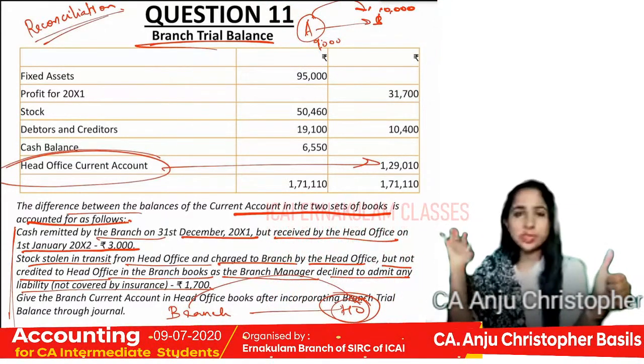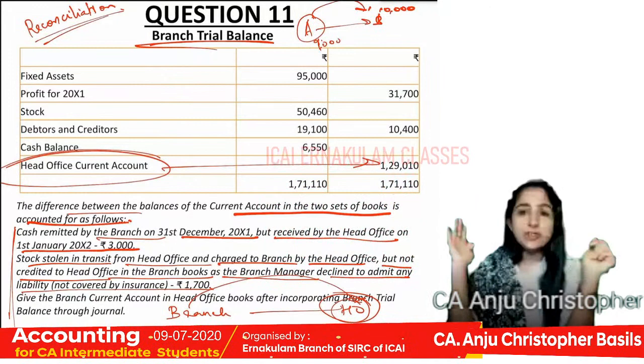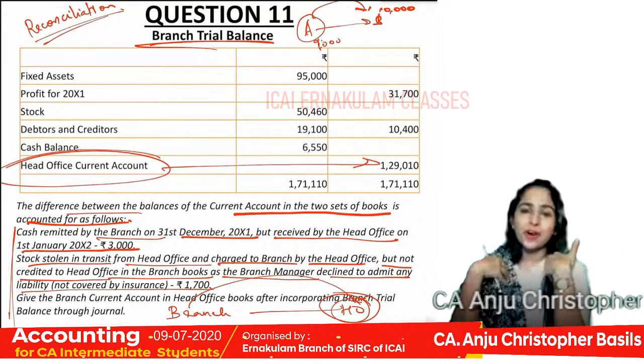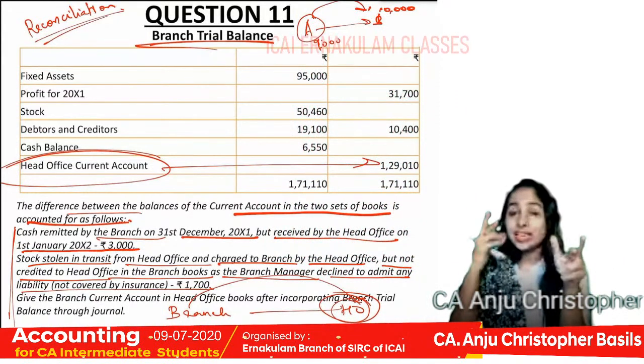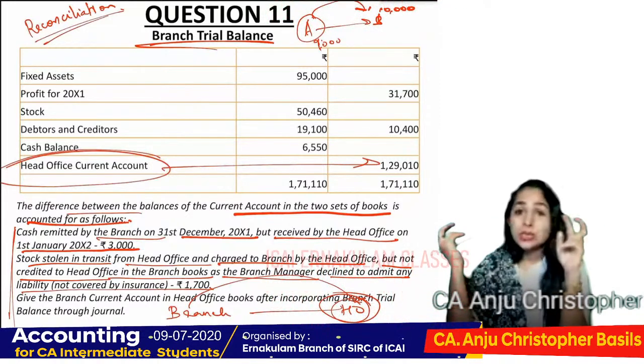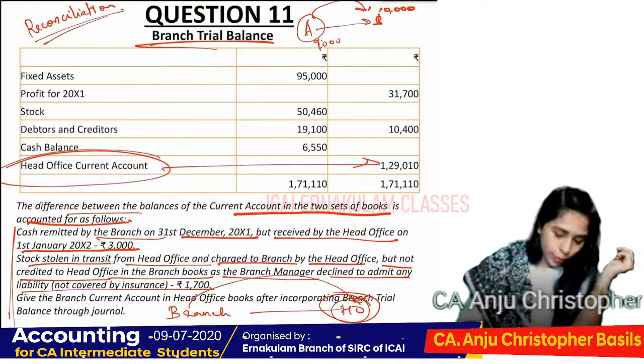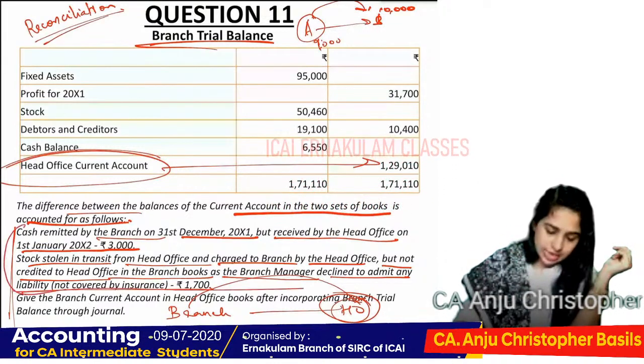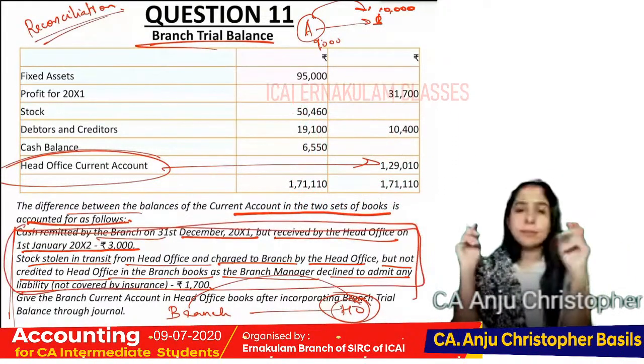Branch manager was very much clear. So what will the head office have to do? The head office will again have to record it in their books, okay? So that loss in transit is also missing to be recorded, all right? So these are the two reasons for the reconciliation or for the difference in the books, all right?